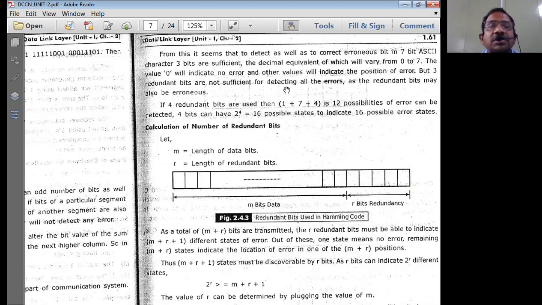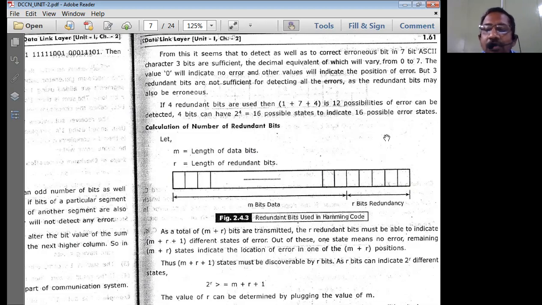Now here the value 0 will indicate no error, and other values will indicate the position of the error. That is what we will be calculating now. But 3 redundant bits are not sufficient for detecting all the errors, because if any one bit in the m bits gets corrupted, this scheme with 3 redundant bits will correct the error. But on the other hand, if the redundant bits themselves get corrupted, then it cannot detect that. Okay. Therefore, we should enlarge the redundant bits to 4 instead of 3.